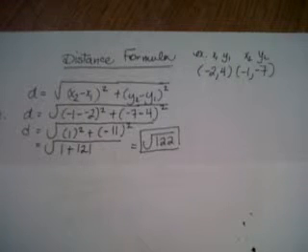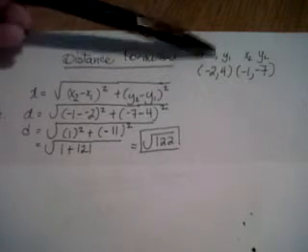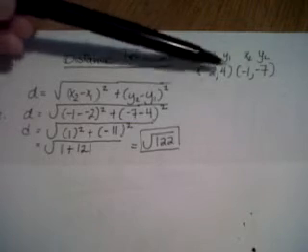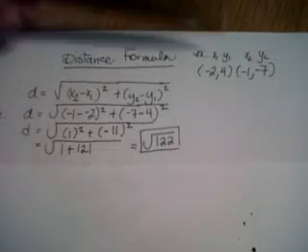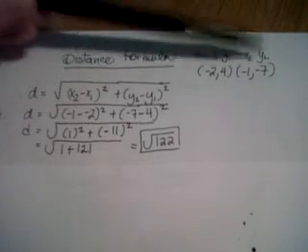Next, let's take a quick look at the distance formula. The distance formula tells us the distance between 2 points. So here I have the points (-2, 4) and (-1, -7). Whenever I have 2 points, I'm going to label one of them x1, y1. I'll label the other one x2, y2.